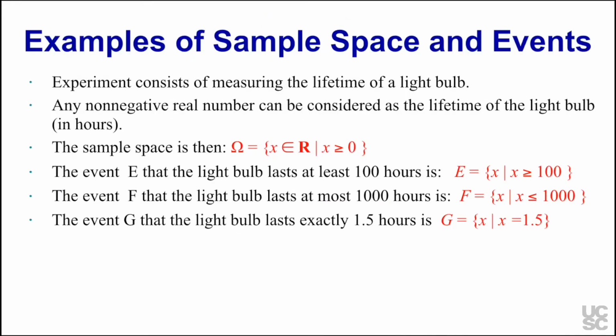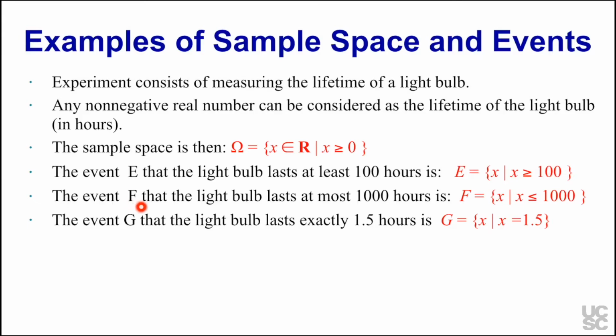Continuing with examples of sample space and events, if the experiment consists of measuring the lifetime of a light bulb, any non-negative real number can be considered as the lifetime of our light bulb in hours, for example. So the sample space is the set of real numbers that are non-negative, and an event in that omega can be the event that the light bulb lasts at least 100 hours, and that we would represent by the set of values such that the value is larger than or equal to 100.